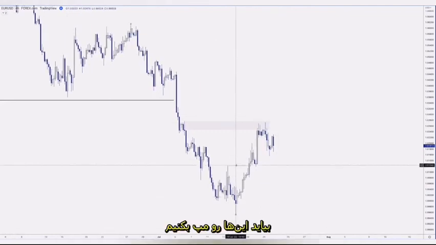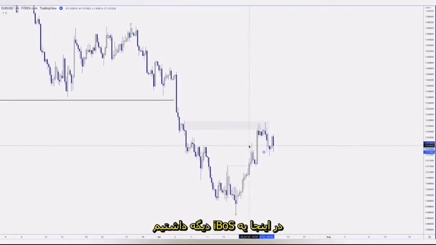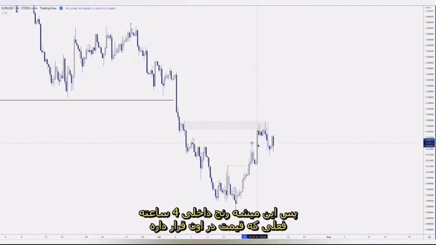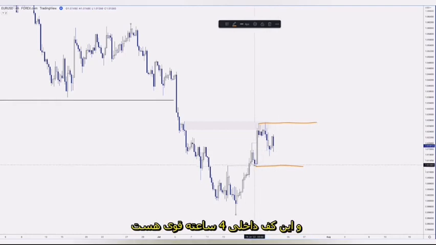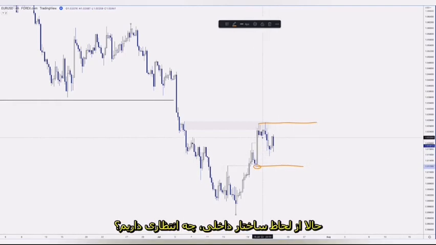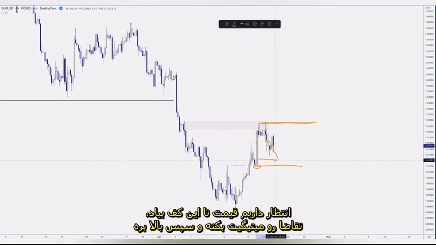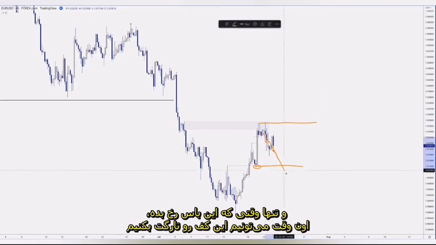So let's just kind of map this out a little bit more. So we had another internal breakup structure here. Okay, so for me, this would be the current 4-hour internal range that I'd be looking for price to come in, which means this is a strong 4-hour internal low. So from an internal structure perspective, what do we expect? We expect price to come into this low, potentially mitigate demand, and then continue up, right? And it's only once we get that break of structure, then we can start to target this low.